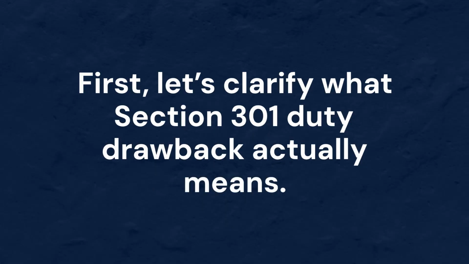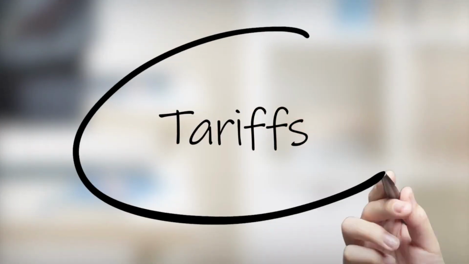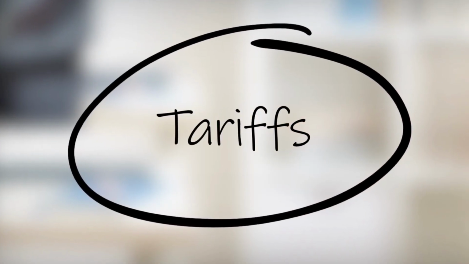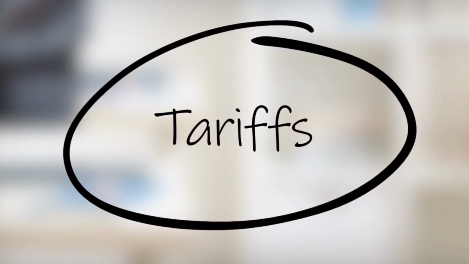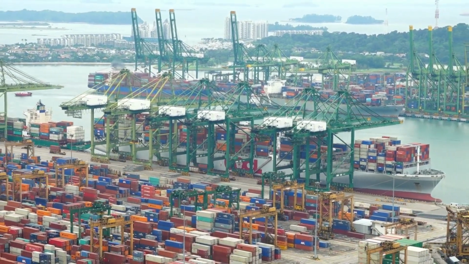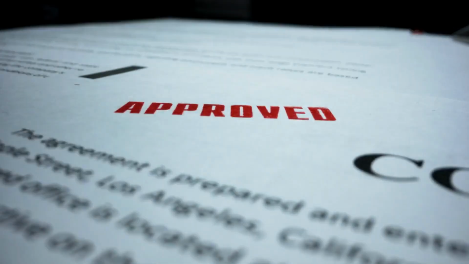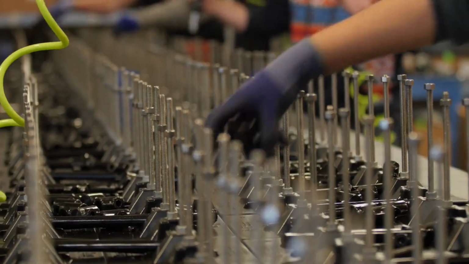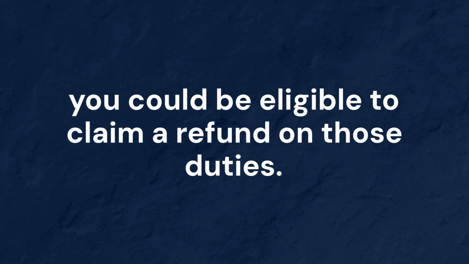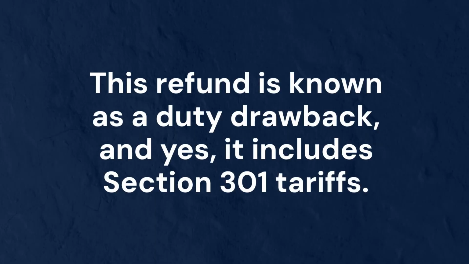First, let's clarify what Section 301 duty drawback actually means. When you bring goods into the U.S., you pay duties at the border. Section 301 tariffs are extra duties imposed on China origin products as part of ongoing trade actions. For many importers, these tariffs are significant and can dramatically increase landed costs. But here's the good news. If those goods are later exported, destroyed under customs supervision, or used as components in products that are then exported, you could be eligible to claim a refund on those duties. This refund is known as a duty drawback, and yes, it includes Section 301 tariffs.